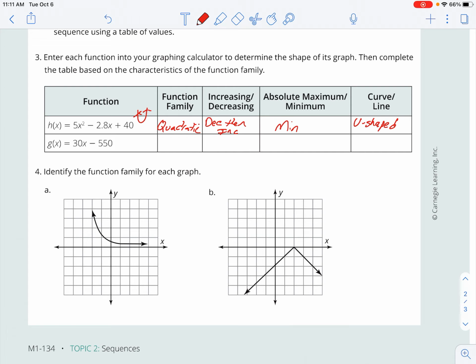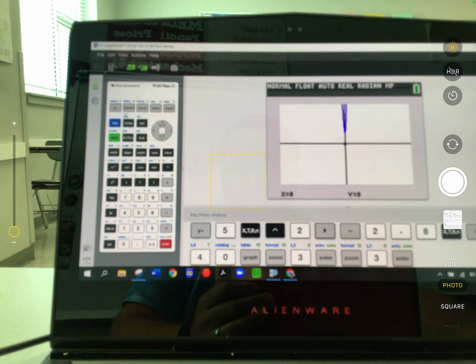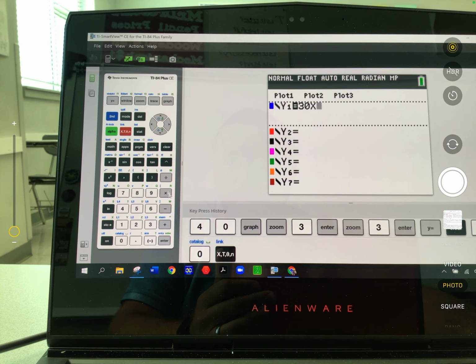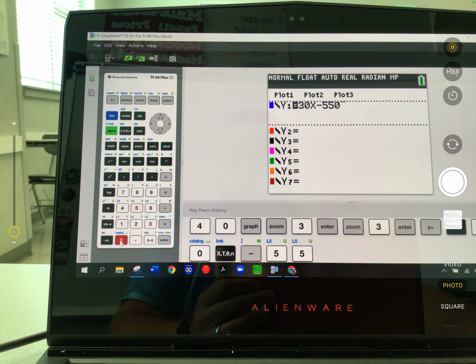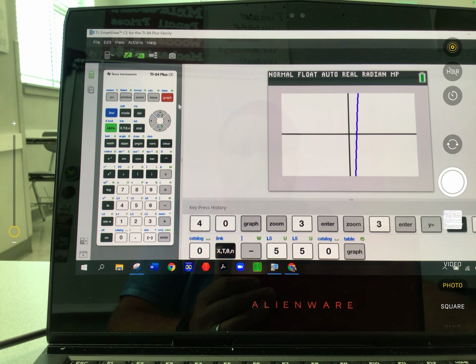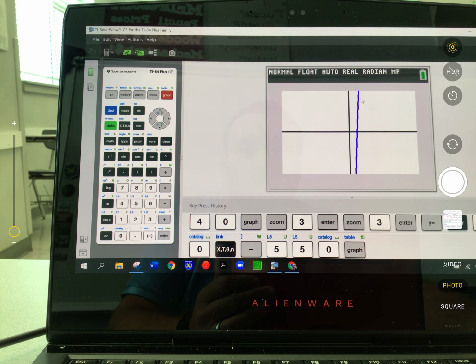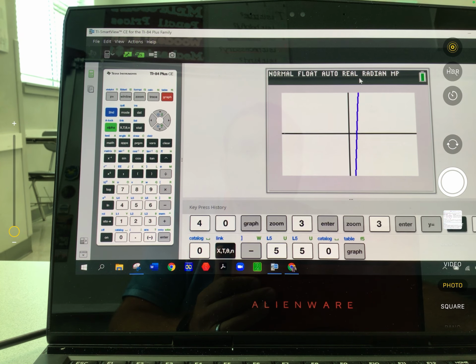The next one is 30x minus 550. It's just an x to the first, so I know that is going to be a linear graph, and it is going to be either increasing, decreasing, or constant. Let me clear out the y equals and type in 30x minus 550, and hit graph. My graph starts way down here and goes up, so it's an increasing graph.